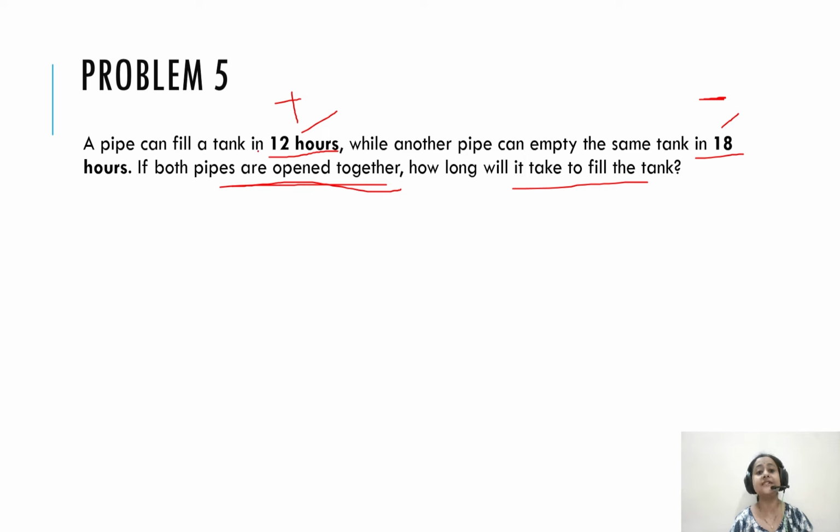Since the filling pipe's efficiency rate is higher, because it can fill in a lesser number of hours, but the pipe that empties the tank takes a higher number of hours. That means efficiency is more, because we know that when duration is less, efficiency is more; when duration is more, efficiency is less. So this pipe which can fill the tank is more efficient. Obviously the strength of this pipe is higher than the strength of the pipe which can empty the tank. So obviously the tank will be filled.